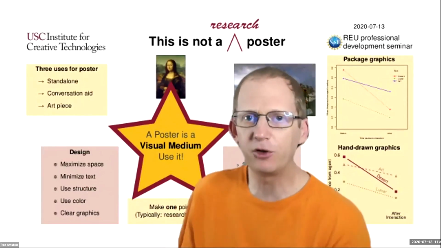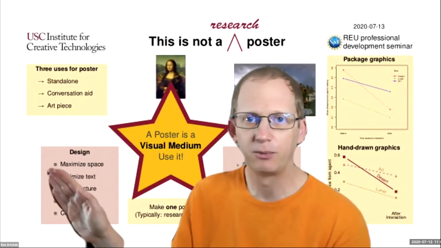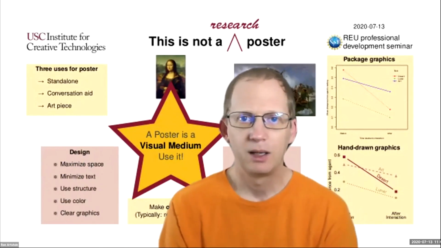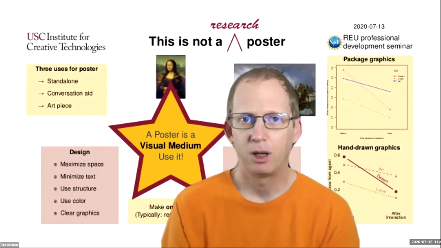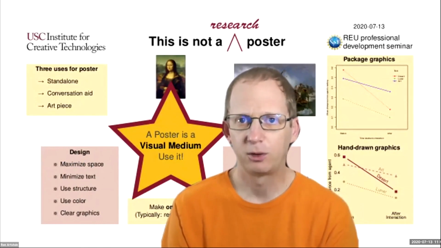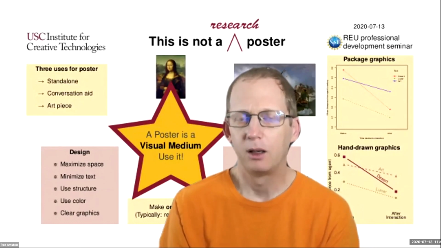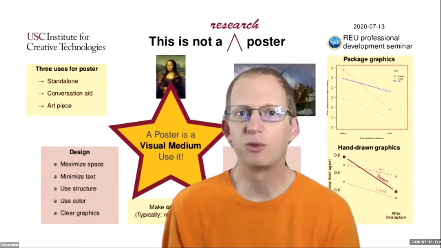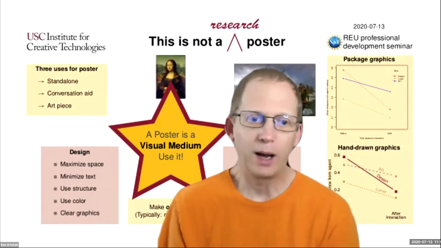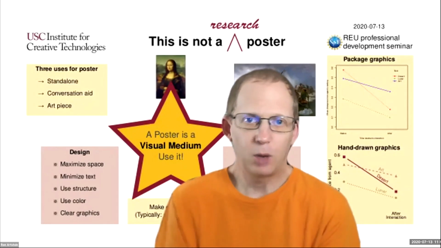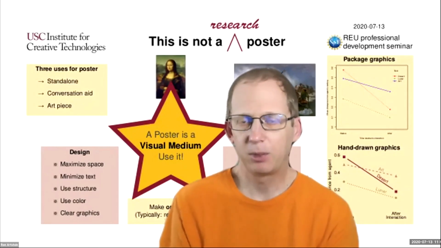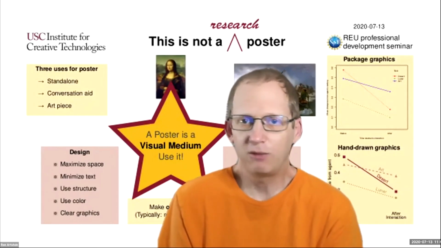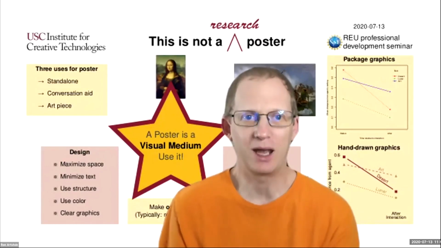So the one thing, first of all, is maximize the space. What I mean is, if they tell you that you have a 6 by 4 foot place to hang your poster on, design it to be 6 feet by 4 feet. Don't make it smaller. Why? Because you have room, and you need to give your best presentation that you can.